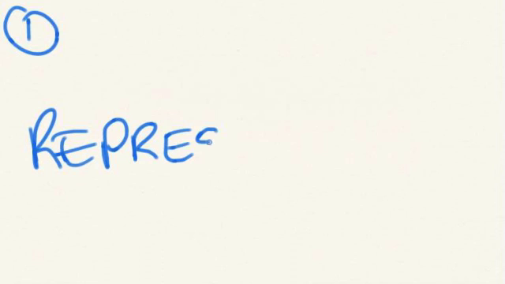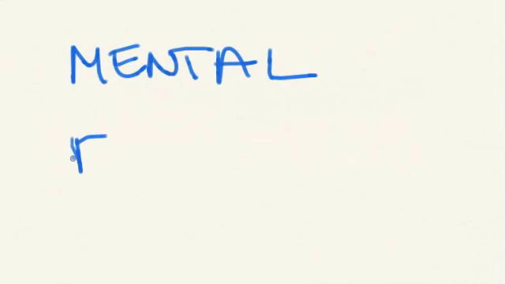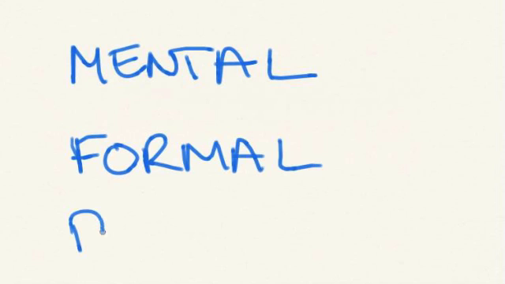What is a model? In its simplest form, a model is a representation of something. An architect will, for example, create a model of a building in order to demonstrate what it's going to look like. A fashion model shows what the clothes might look like on you. There are different types of models. We have the mental model, a formal model, and a physical model.